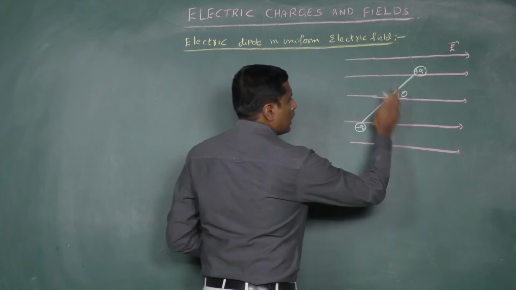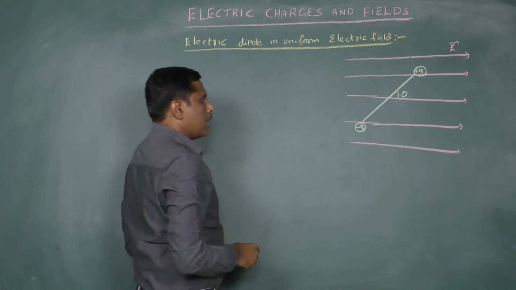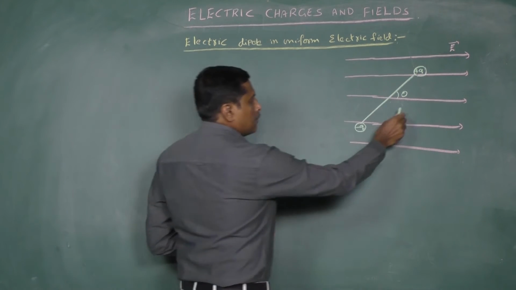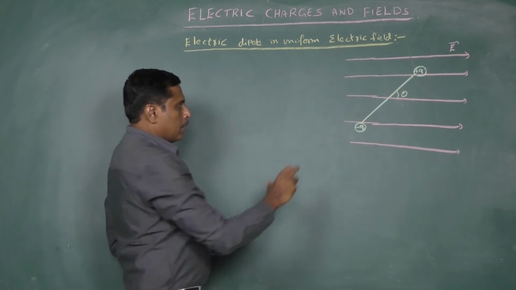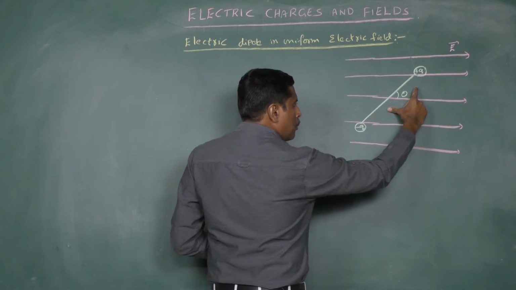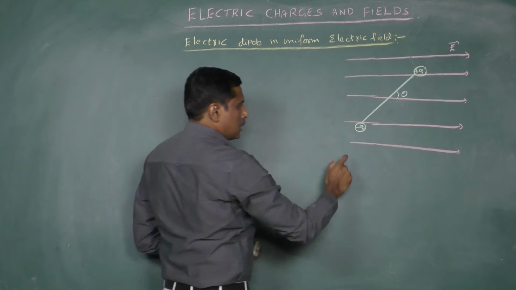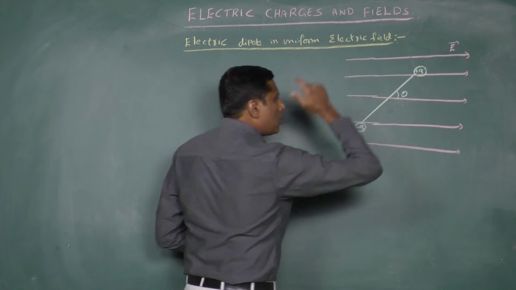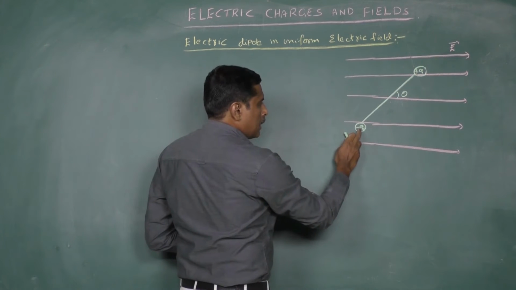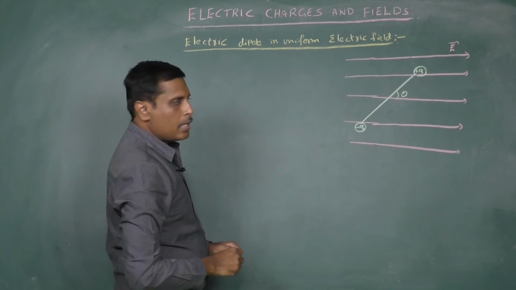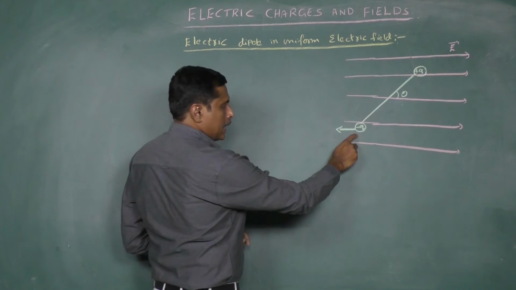This is the direction of the electric field. Here the axis of the dipole is making an angle theta with the direction of the uniform electric field. A dipole means a system consisting of two equal and opposite charges. Here is a negative charge, here is the positive charge with equal magnitude. Now the negative charge will experience a force in this direction.